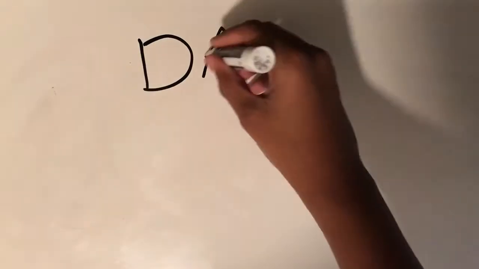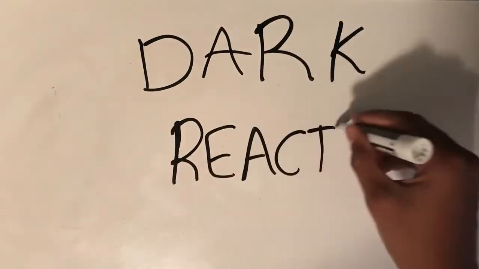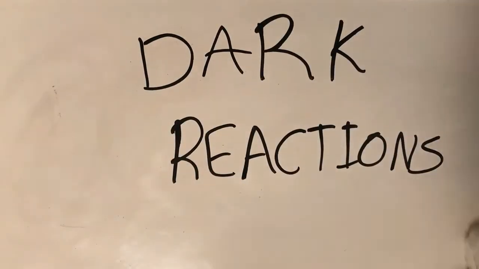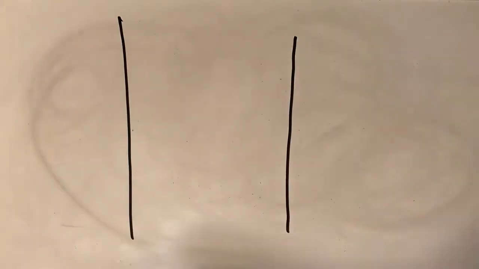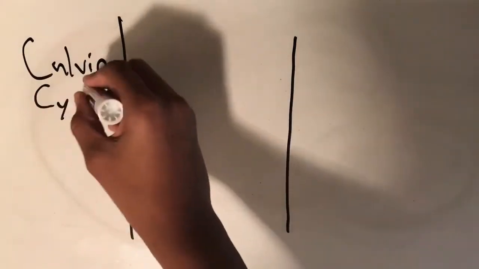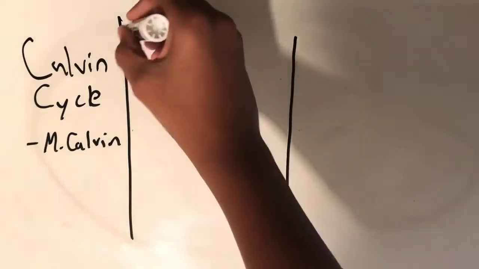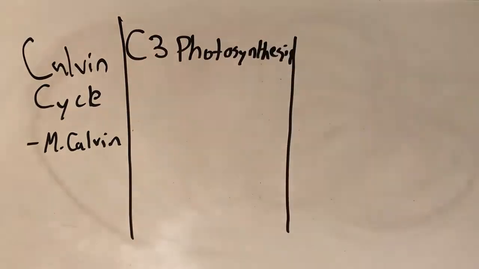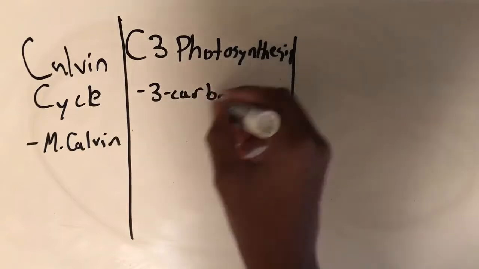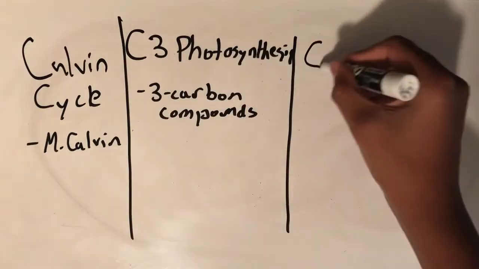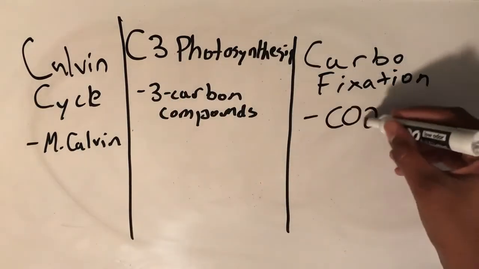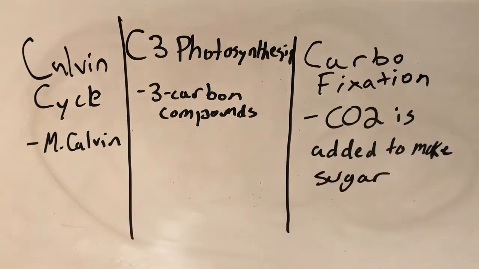Now that we've talked about light reactions, let's discuss what happens in dark reactions. First, we'll start with the names. Dark reactions have three names because of three different aspects. The Calvin cycle comes from the scientist who first researched it, Melvin Calvin. C3 photosynthesis comes from the fact that 3 carbon compounds are created in the process. And finally, carbon fixation comes from the fact that CO2 is added to make sugar. For simplicity, I will refer to the dark reactions as the Calvin cycle.